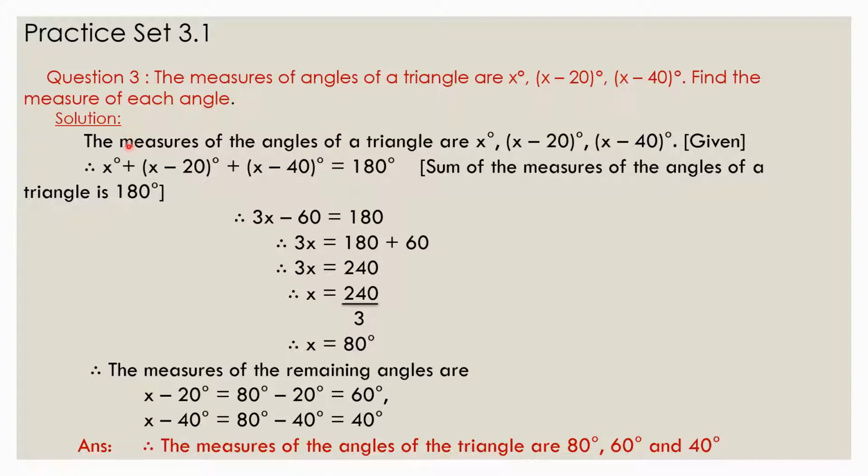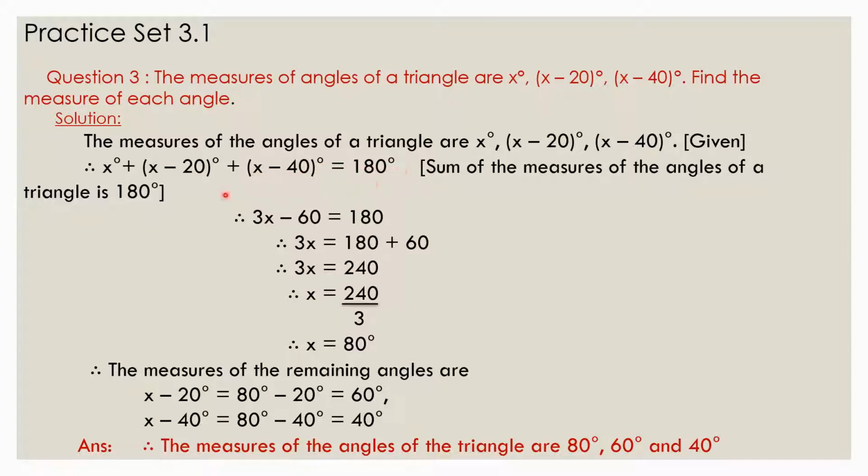First, the measures of the angles of the triangle are x degrees, x minus 20 degrees and x minus 40 degrees. That is already given. First, we have to find the value of x. You already know that the three angles of the triangle are given, then the sum of the measures of the angles of the triangle is 180 degrees. Therefore, x degrees plus x minus 20 degrees plus x minus 40 degrees is equal to 180 degrees.